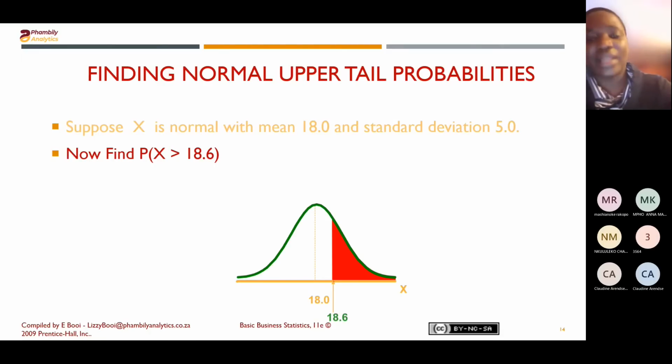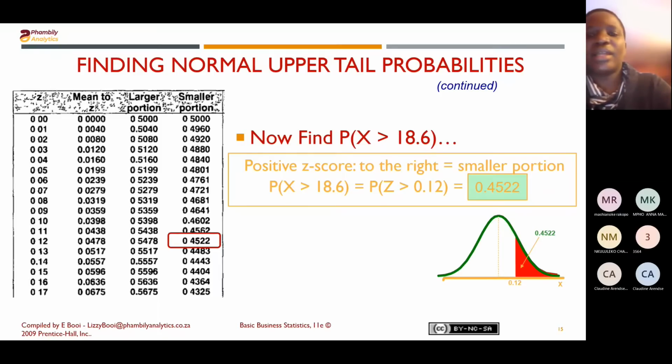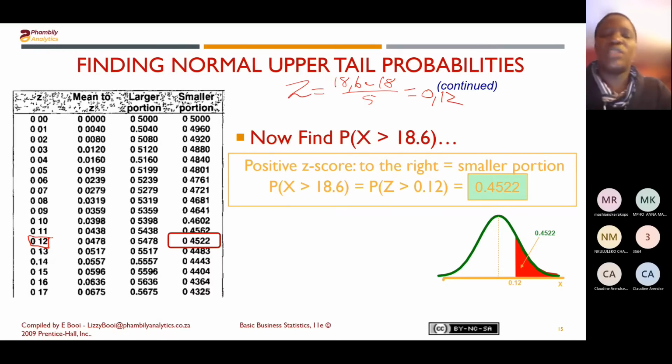Right, so let's standardize the data that we have. We calculated this earlier, it's the same values, so you say 18.6 minus 18 divided by 5, and you will still get 0.12 because we're using the same information. Since we're looking for 0.12 and we know we're looking for the smaller portion, we go to the Z value of 0.12, and where they meet will give us the value of the smaller portion.